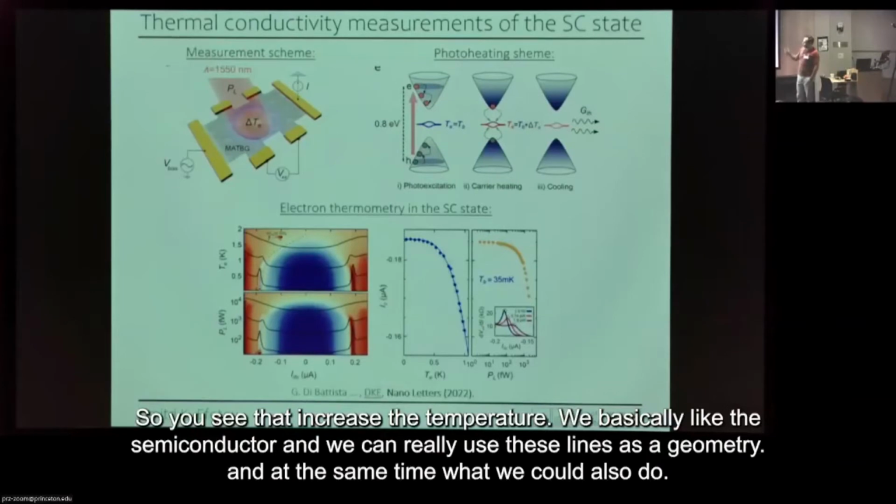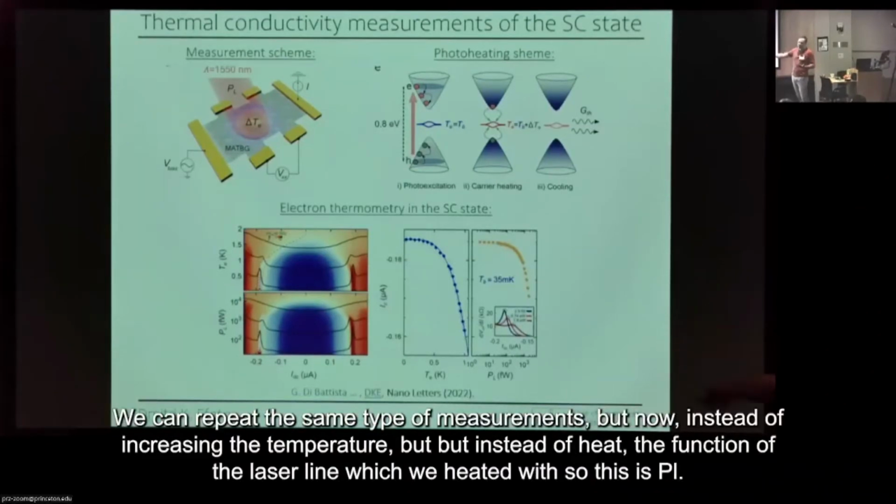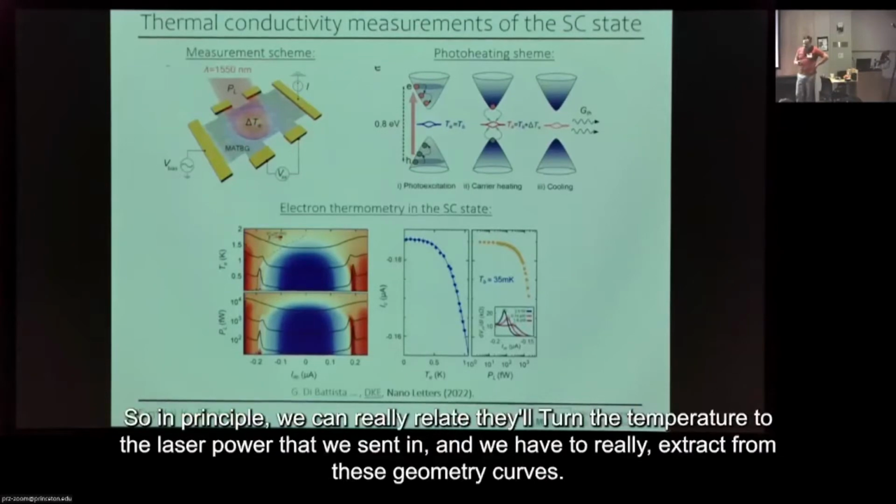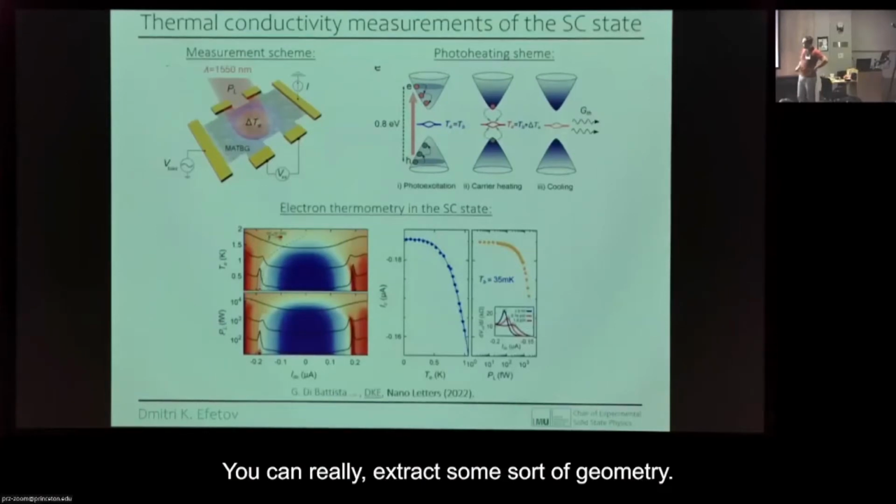At the same time, we can repeat the same type of measurement, but instead of increasing the temperature, as a function of the laser light with which we heat it. So this is a function of P_L, the photons that we send into the system. And you can already see that those two graphs look almost identical. So in principle, we can relate the electronic temperature to the laser power that we send in, and we can define the electronic temperature really accurately.